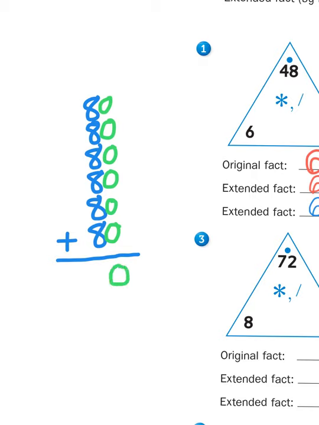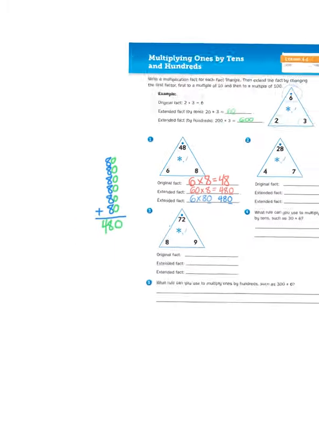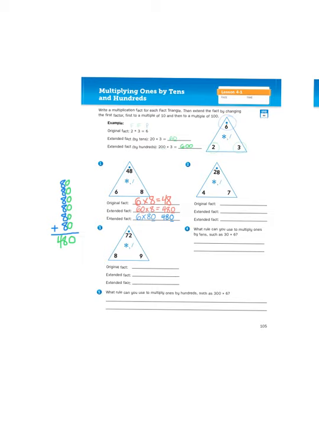And then add 8 plus 8, that's 16, plus another 8, that's 24, plus another 8, that is 32, plus another 8, that's 40, plus one more 8, gives me 48. 48 tens, otherwise known as 480. So with each of these fact triangles on page 105, you're just going to write down the original fact, and then you're going to add a zero either behind one factor or another to give you an extended fact.